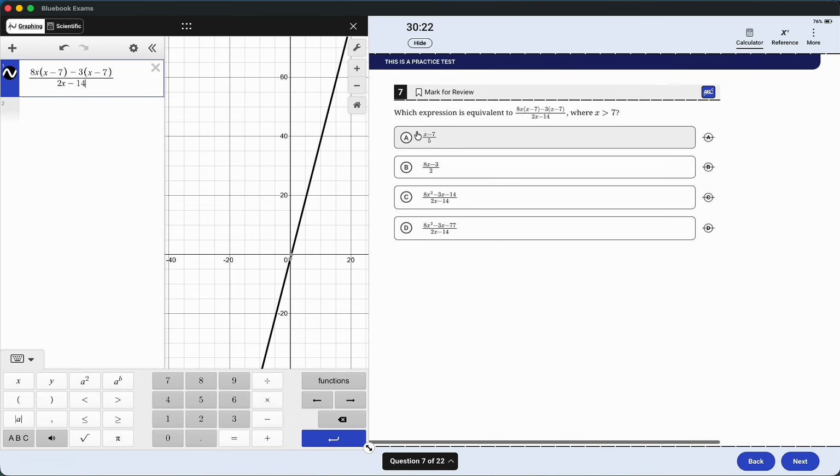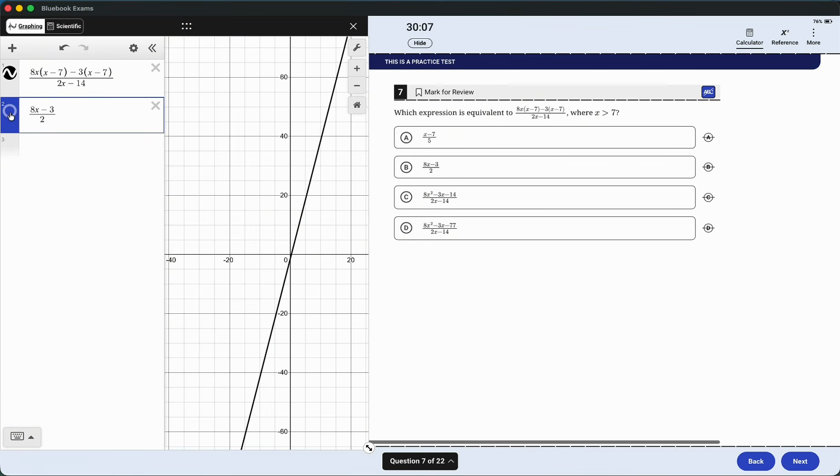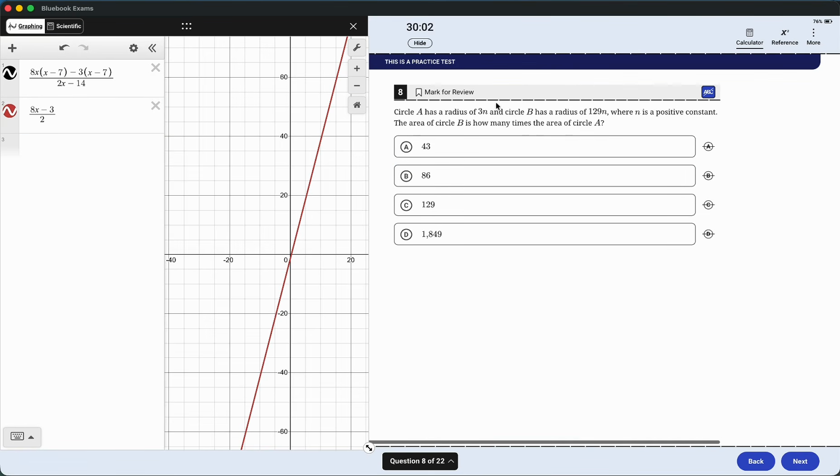Here it is. Now, one of these literally has to match it, so I just go through my answer choices. I put in A. Does that match? No, so it's not A. So I go and put in B, 8x minus 3 over 2. That matches. You see, turn off the red graph, there's the black one underneath it. That's the match. Simple. Equivalent ones should be freebies when they're multiple choice.